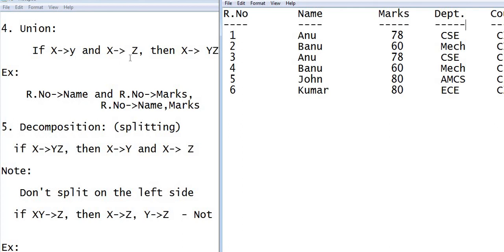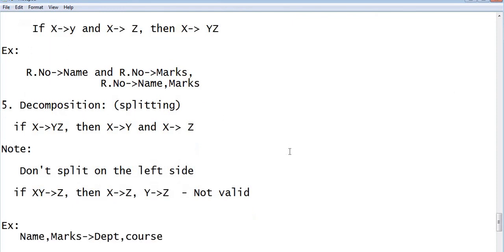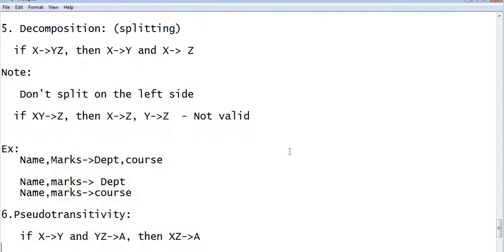So if both functional dependencies are given, then we can easily say that X determines YZ. The next property is called the decomposition property. What does decomposition mean? Splitting the original table into two or more relations is called decomposition.